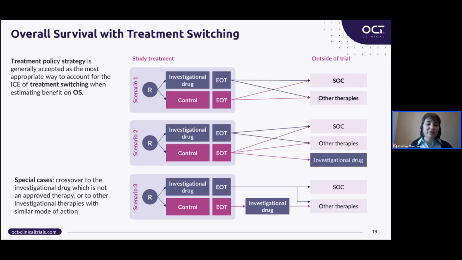We have reviewed the 5 strategies contemplated by the Addendum. Let's now consider one of the most controversial intercurrent events, treatment switching.